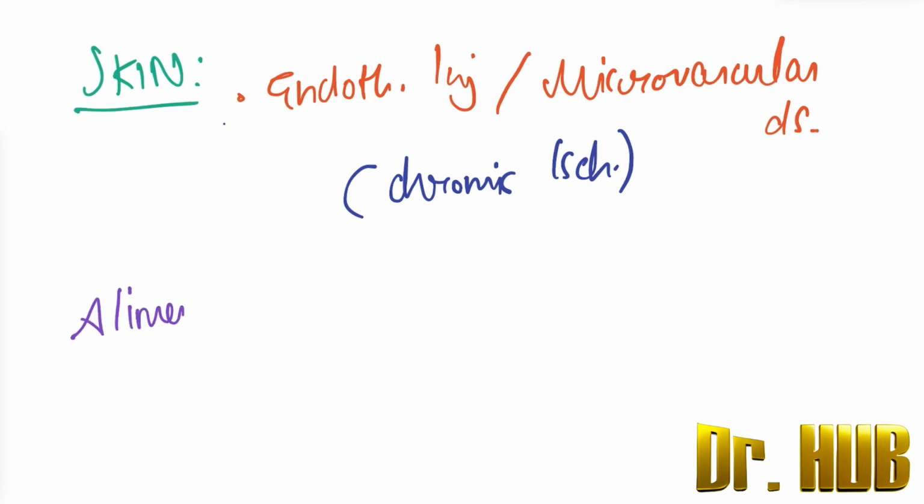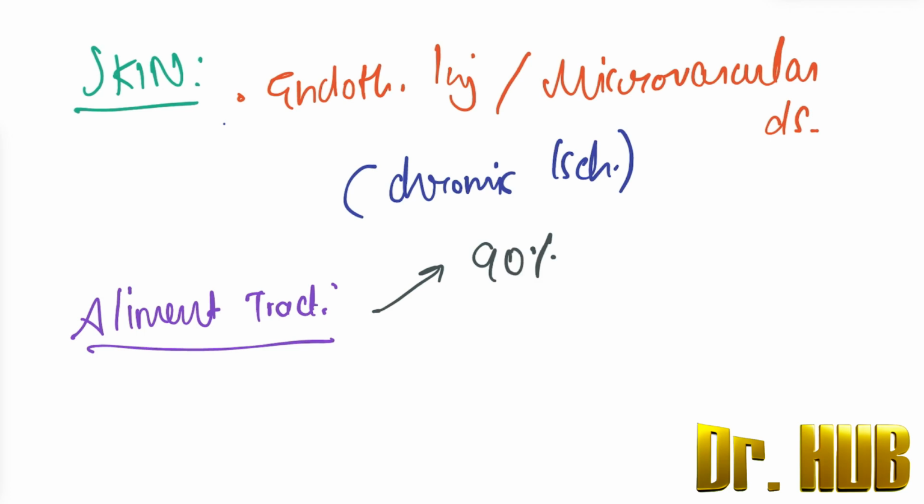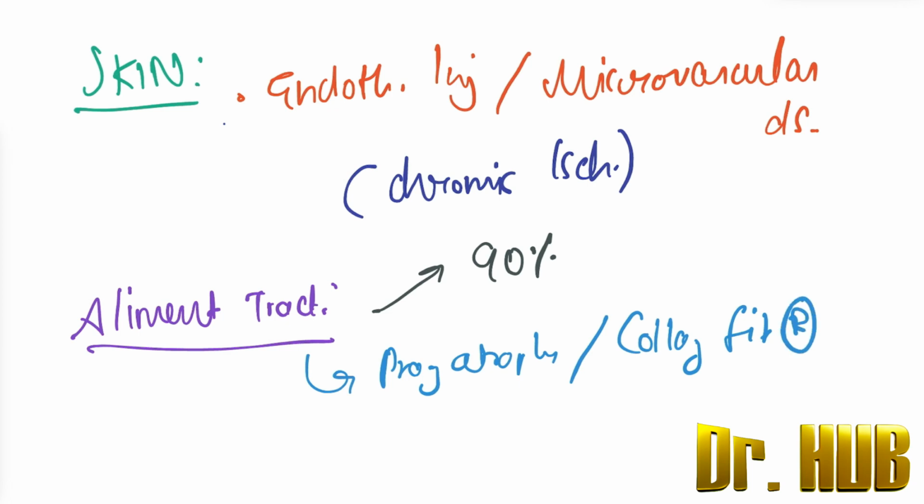Next, we focus on the alimentary tract. The alimentary tract is affected in approximately 90% of patients. There is progressive atrophy and collagenous fibrous replacement of the muscularis, which is most severe in the esophagus.